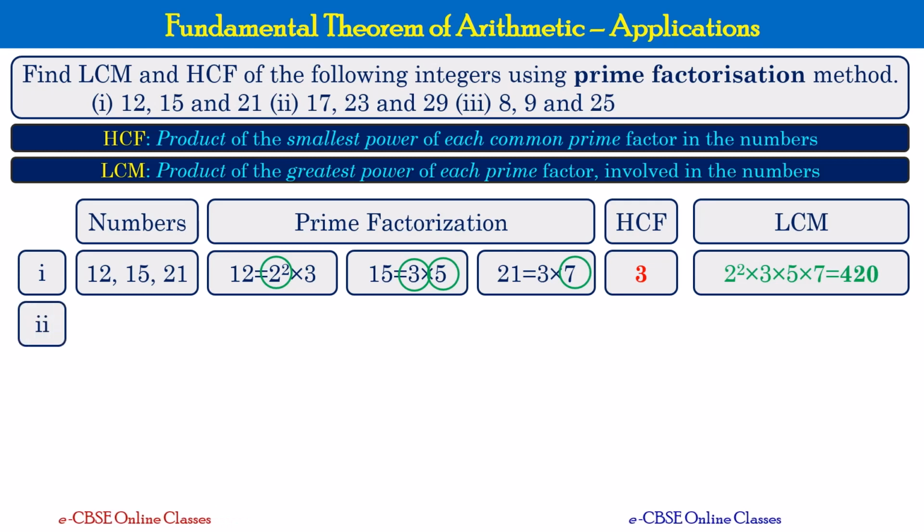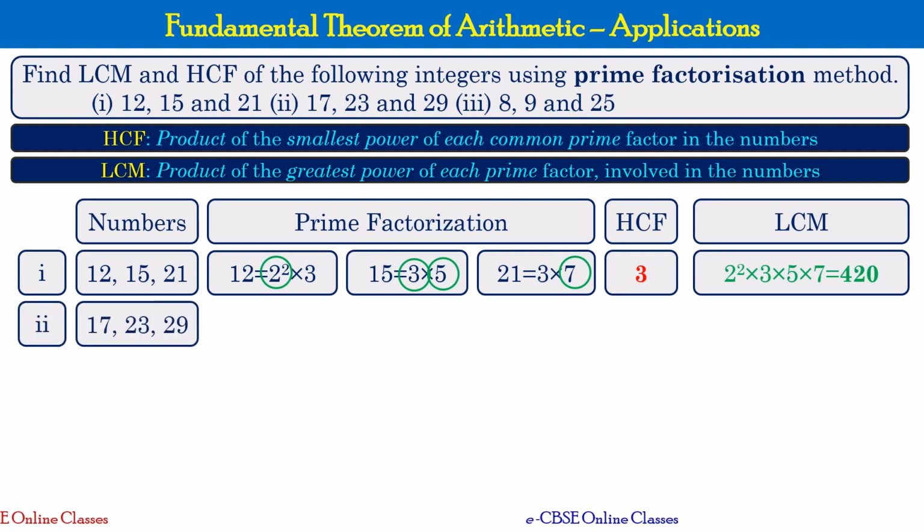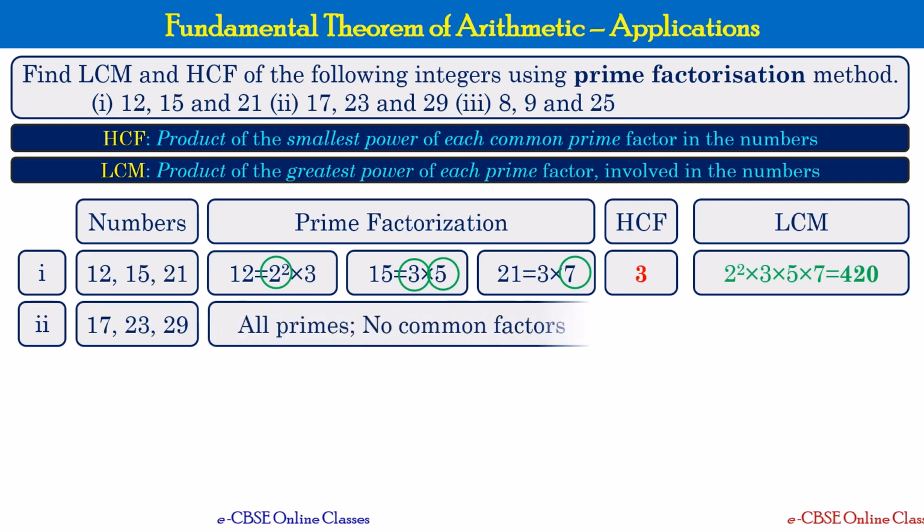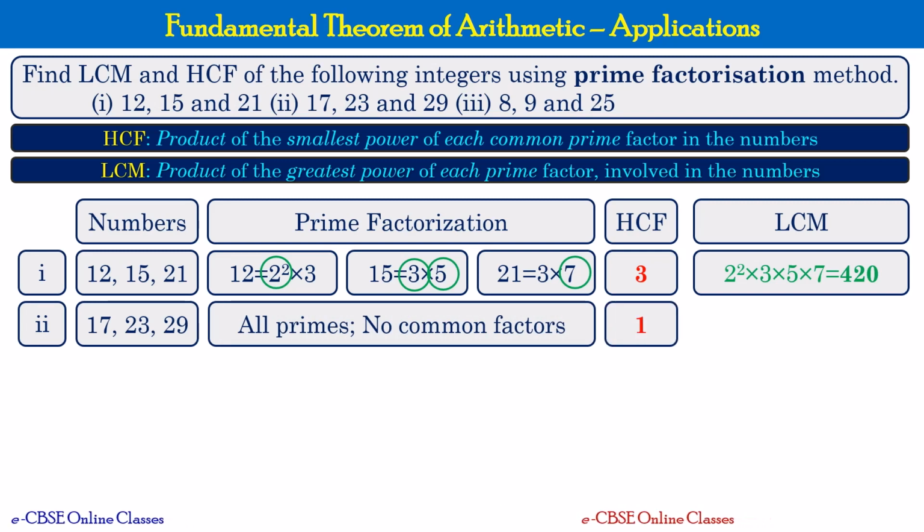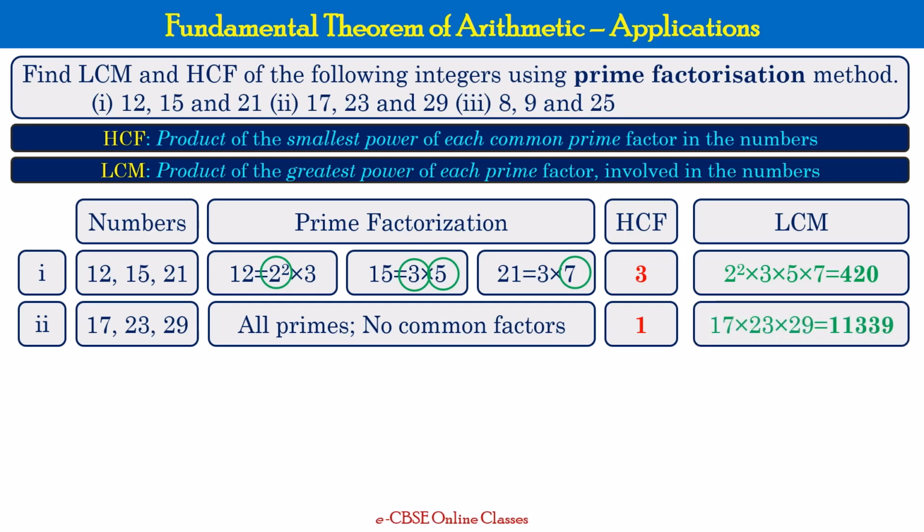Now let's go to the second problem. The numbers given are 17, 23 and 29. Here if you notice, all of these are prime numbers, so there are no common factors. So our HCF is directly 1 and LCM is the product of these three numbers. That is 17 into 23 into 29. It's coming out as 11,339.